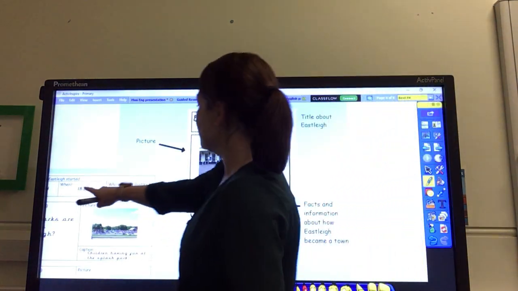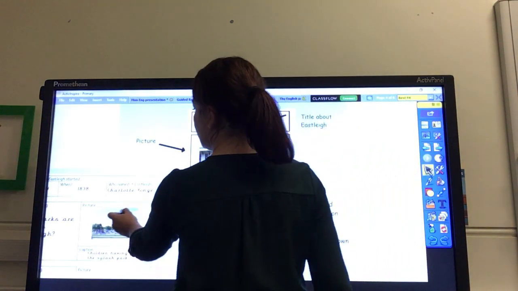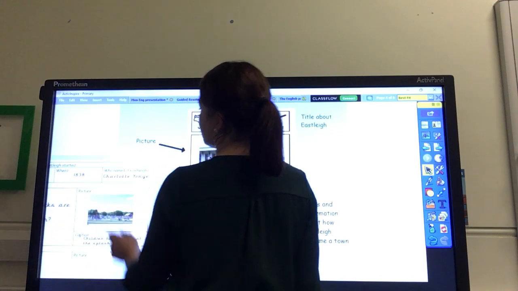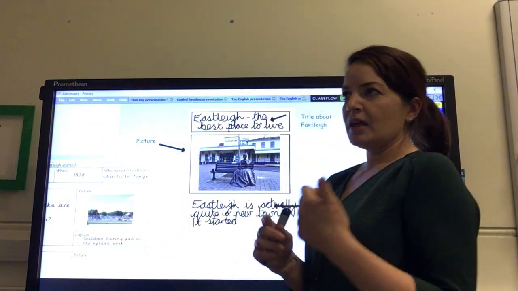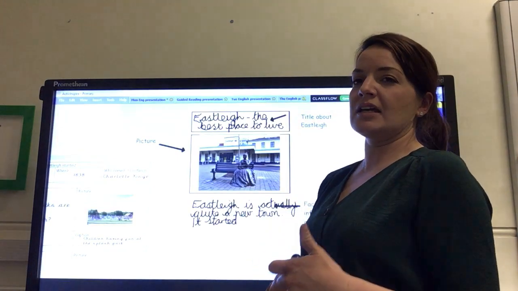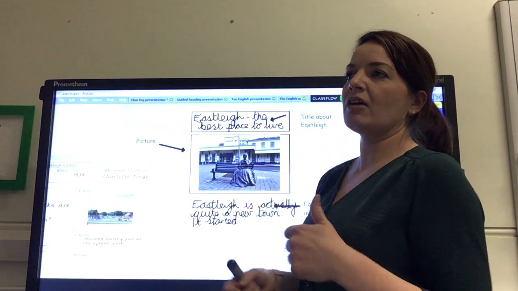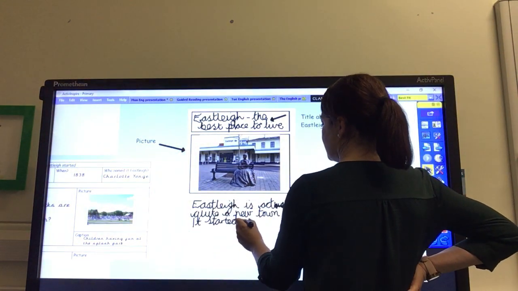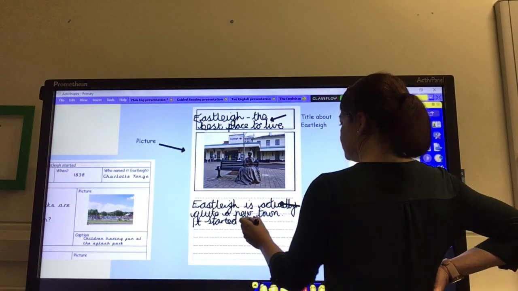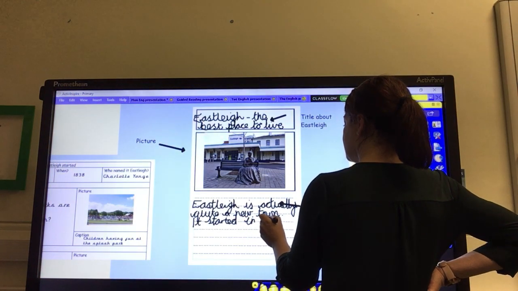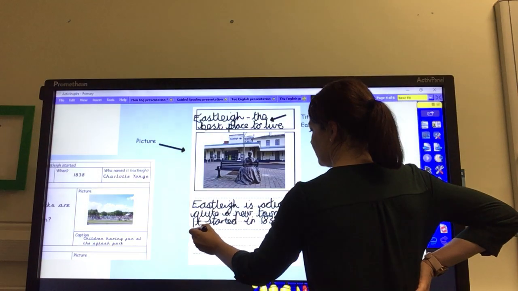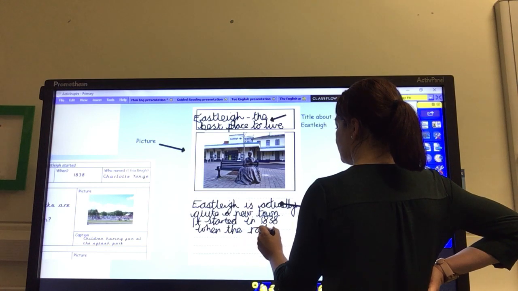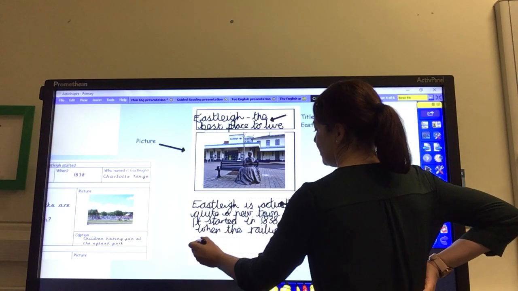Let's go back to my plan. I'm going to put on about 1838. I think I could do two. I'm going to talk about those two together, 1838, because that's when the railway arrived. So my sentence is going to be, it started in 1838 when the railway arrived. It started in 1838 when the railway arrived.